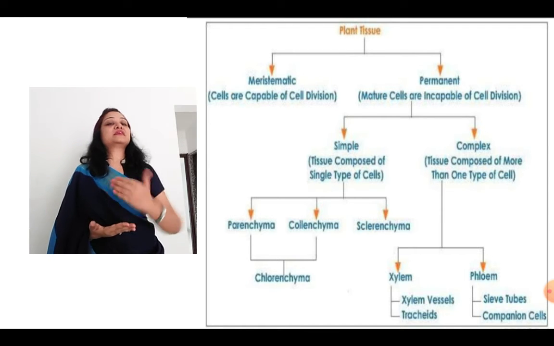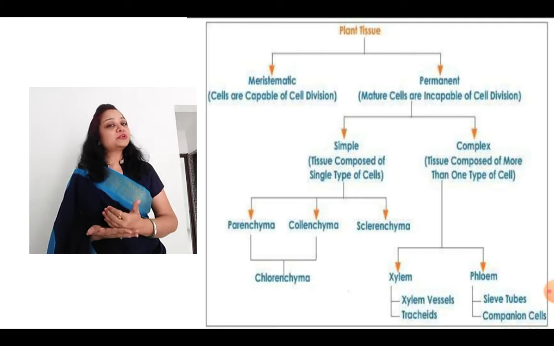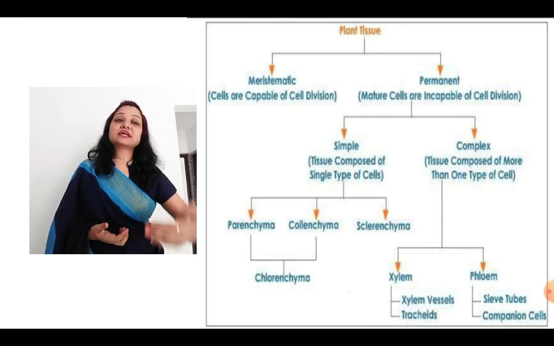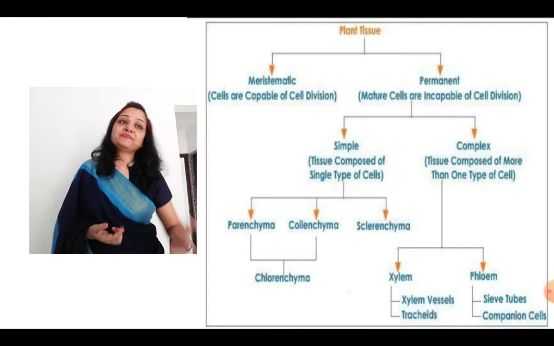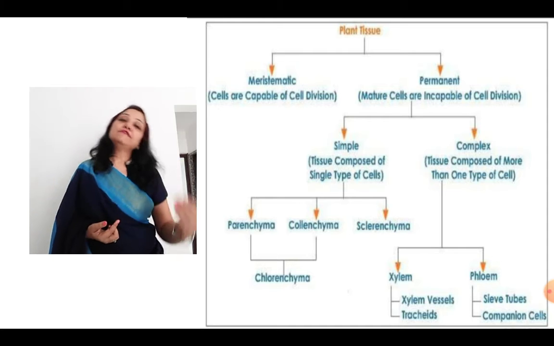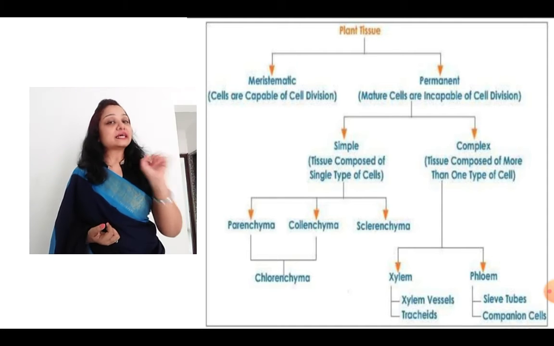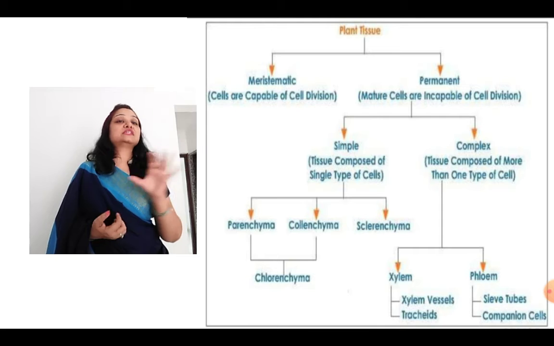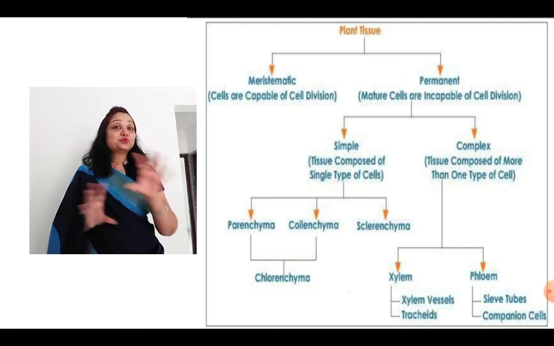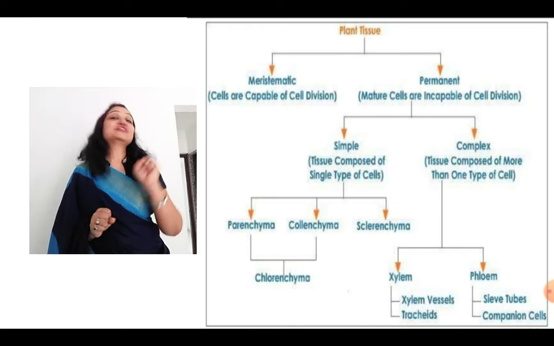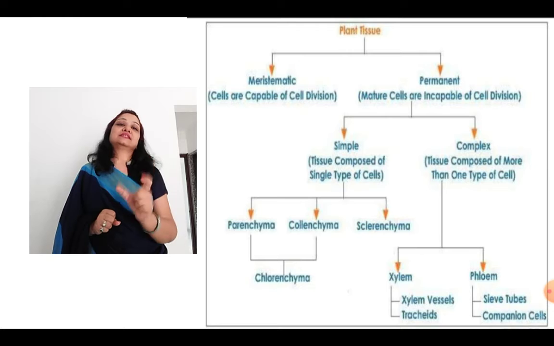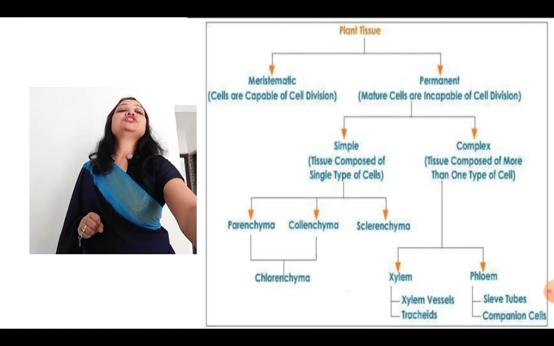Now again the subcategories of these two. The simple ones are subdivided into parenchyma, collenchyma and sclerenchyma. And the complex ones are subdivided into xylem and phloem. So all these categories we are going to discuss in plant tissues, but not in one class because I don't want to make a khichdi in your minds. So today we will only discuss the first category, that is the meristematic tissues.